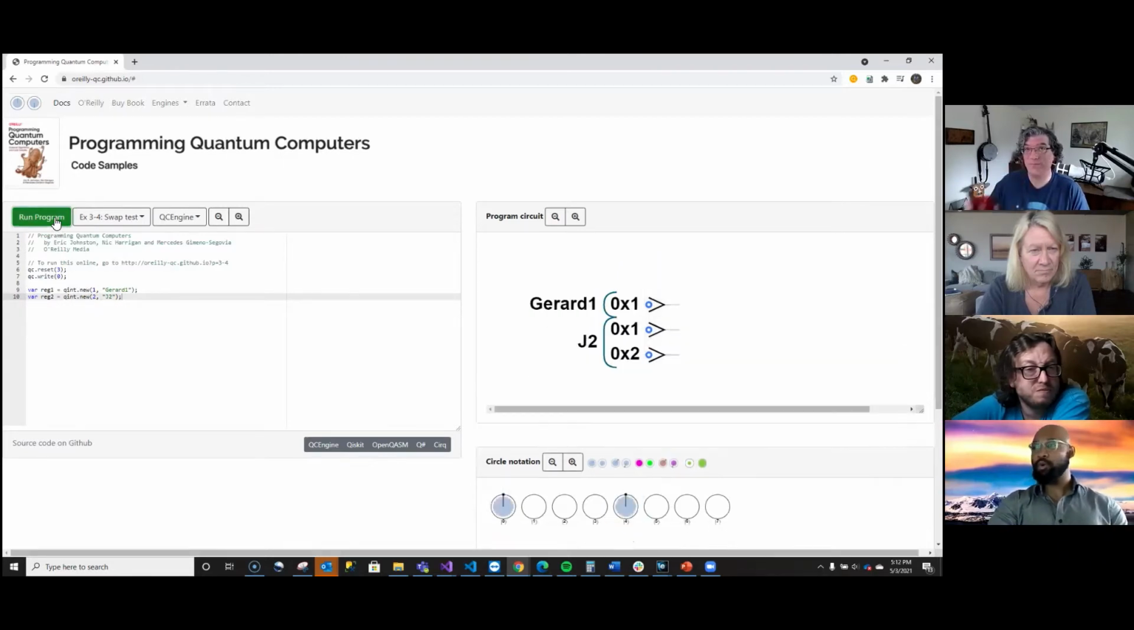Now, if we were to run this program, so far this is what we see. We have 3 qubits. The first qubit is assigned to Gerard, the register Gerard 1. The second and third qubits are assigned to the second register. And you can tell here they are set to 0 for the moment.